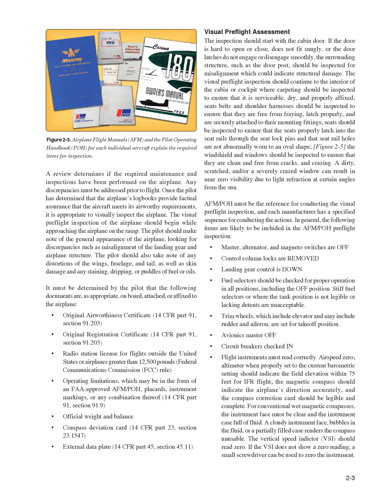Visual Pre-Flight Assessment. The inspection should start with the cabin door. If the door is hard to open or close, does not fit snugly, or the door latches do not engage or disengage smoothly, the surrounding structure, such as the door post, should be inspected for misalignment, which could indicate structural damage. The visual pre-flight inspection should continue to the interior of the cabin or cockpit, where carpeting should be inspected to ensure that it is serviceable, dry, and properly affixed.